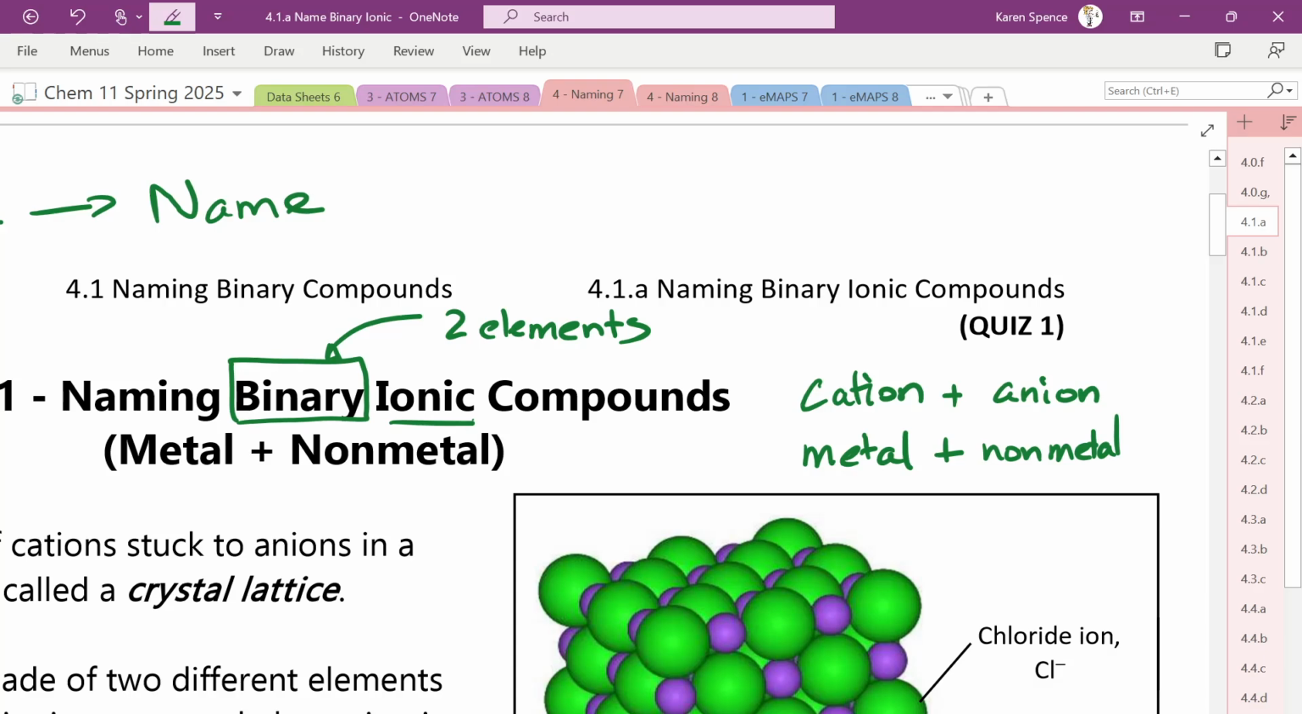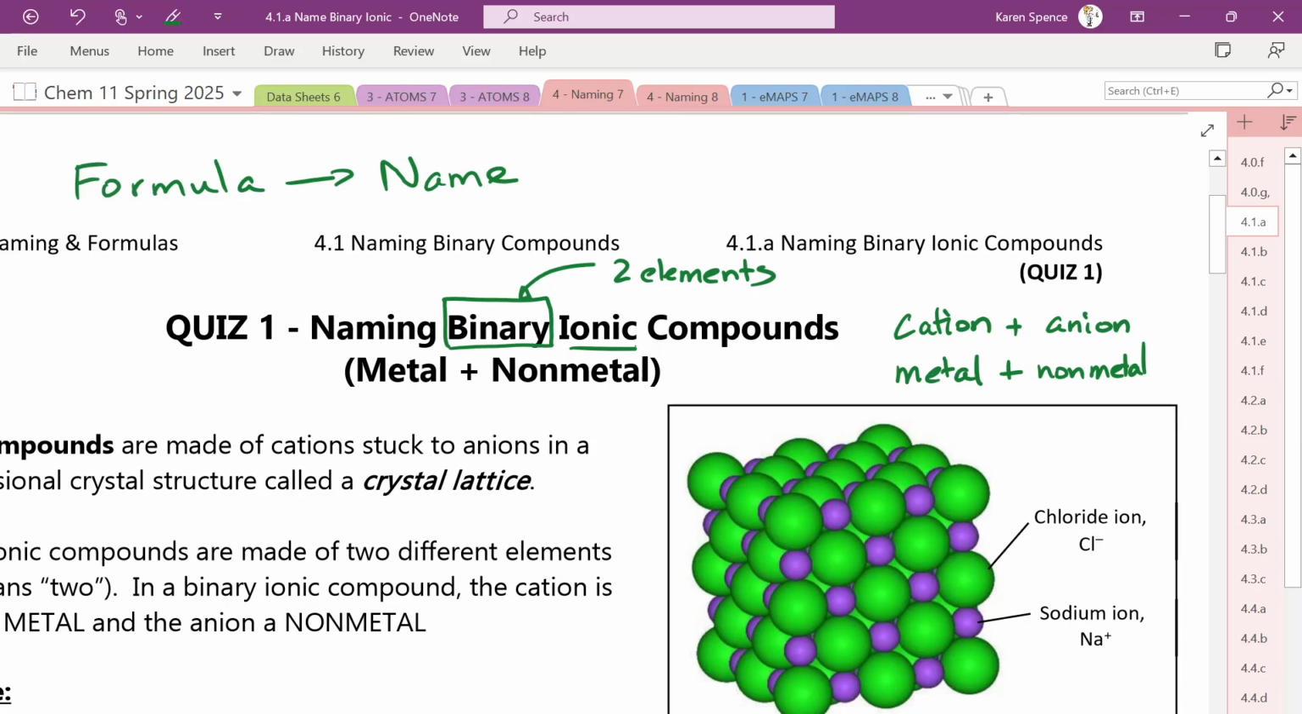And there's a reason I write it in that order. The cation always comes first, the anion always comes second. And you should be familiar with that from writing the formulas, yes? Okay. And we have our crystal lattice here. This is the type of compound we have.